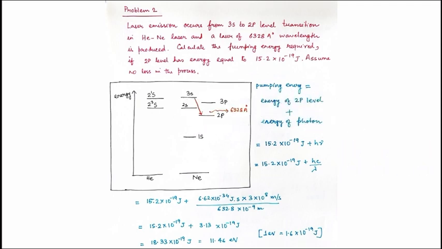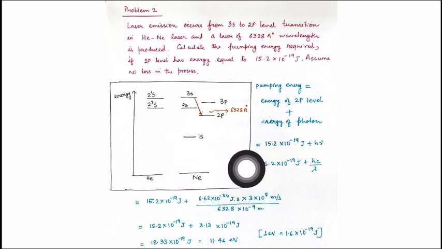Now the goal of the question is to find out the pumping energy required. Pumping energy required means we have to find out how much energy is required for an atom to move from the ground state to the 3s state. Why the 3s state? Because from the 3s state to the 3p state, the transition is taking place and a laser of wavelength 6328 angstrom is being produced. So the total energy will be from the neon ground state to the 3s energy state. This total energy we have to find out.